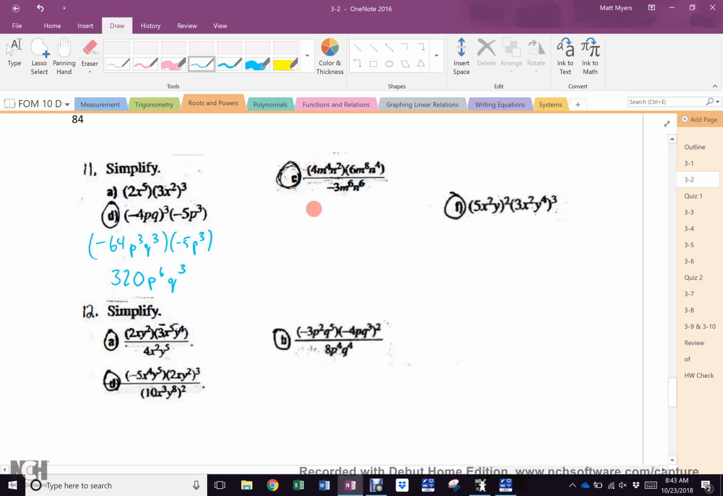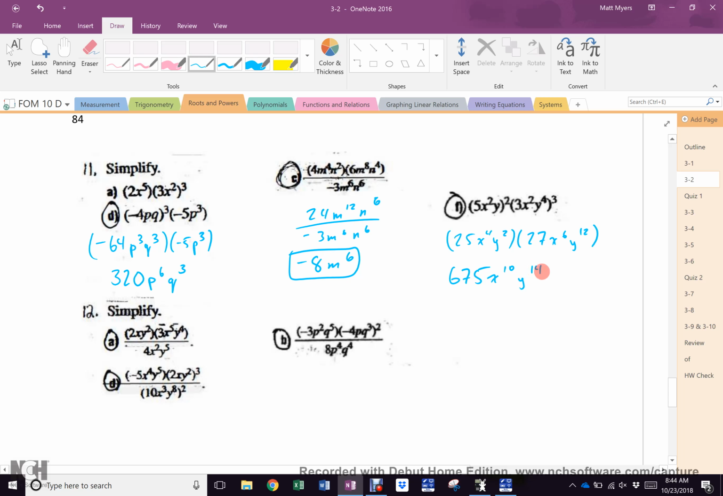C. 4 times 6 is 24. M to the 12th, N to the 6th, over negative 3, M6, N6, negative 8, M6, and 25, X to the 4th, Y squared, times 27, X to the 6th, Y to the 12th. 25 times 27 is 675. X to the 10th, Y to the 14th.